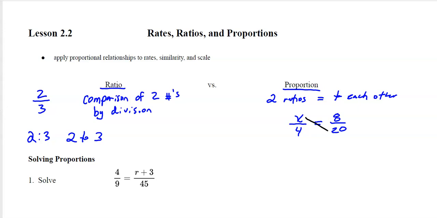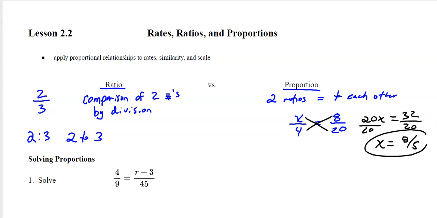So you could cross multiply and get 20x equals 32, and divide both sides by 20, and reduce that down, and 4 goes into both those numbers. Looks like 8/5 maybe. And there you go. So you can always solve a proportion by doing cross products, cross multiplying.